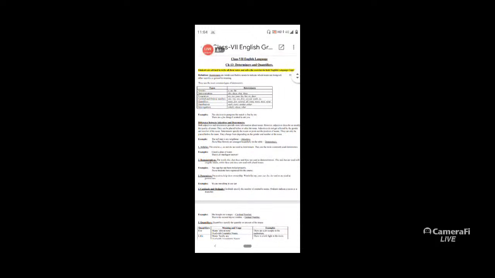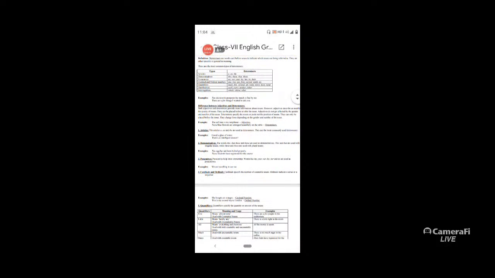When I just read out the words, apart from demonstratives, possessives, cardinals, ordinals, quantifiers, distributives, interrogatives, we all did this in adjectives. So what are the adjectives? Or are they different from adjectives? In order to know that, we need to know the difference between adjectives and determiners. Both adjectives and determiners provide more information about nouns. However, adjectives describe and modify the quantity of nouns.